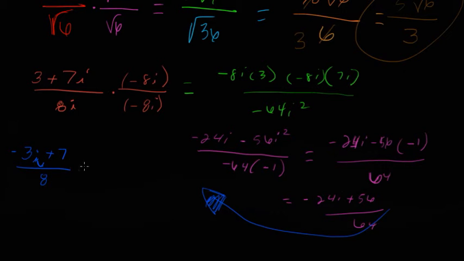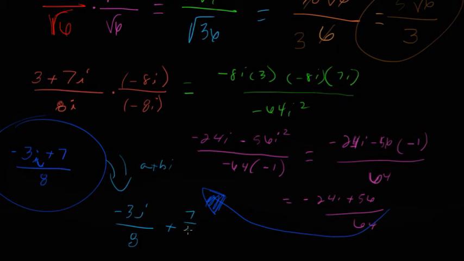Now, this is actually the answer here, but if we want to write it in a plus bi form, what we have to do is take this minus 3i over 8 plus 7 over 8.